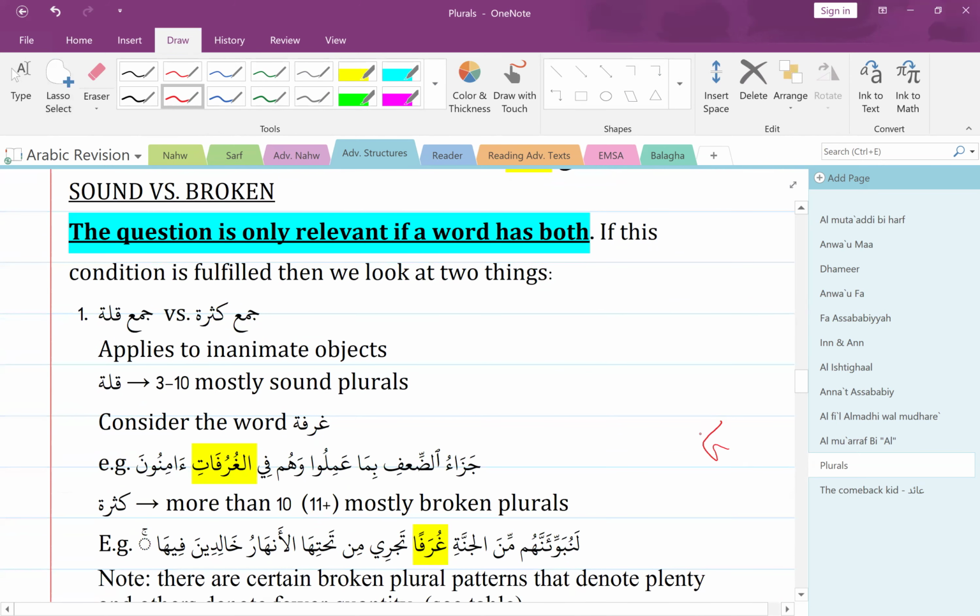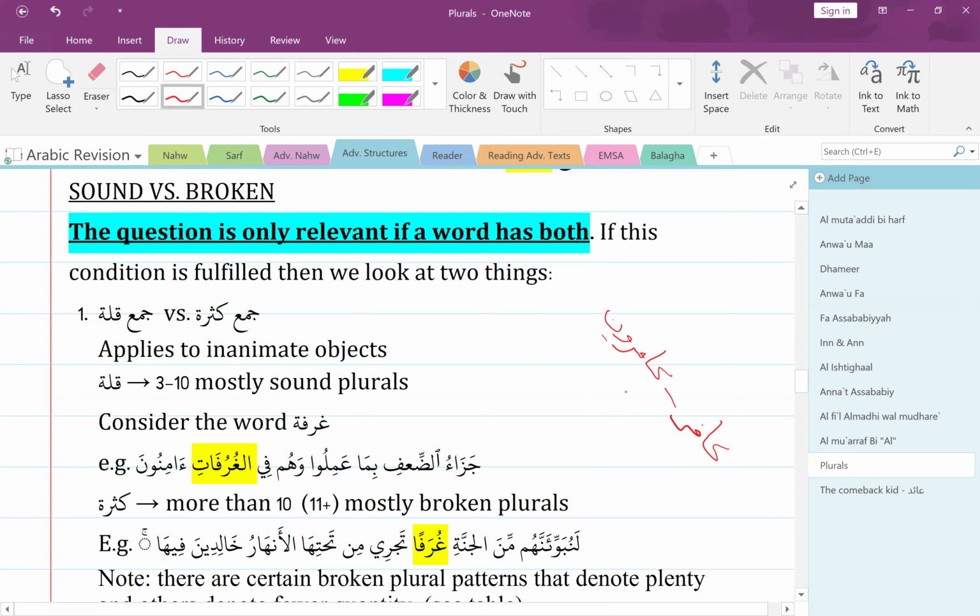So you have kafir. Writing kafir. Okay. So kafir has several plurals. The first one you can have is a sound plural, which is kafiruna. So you add the una ending, you have kafirun, right?